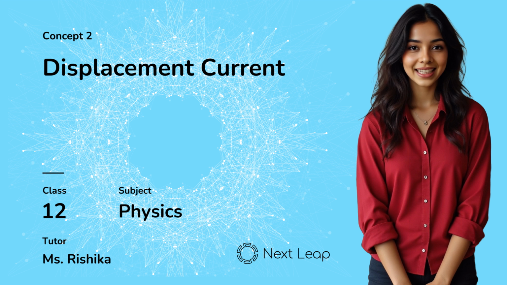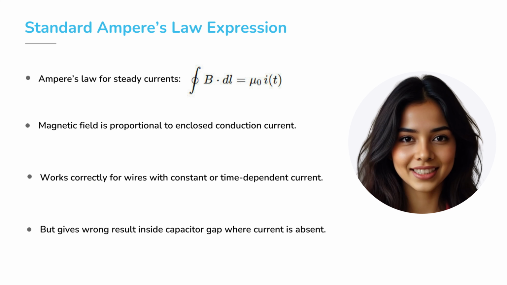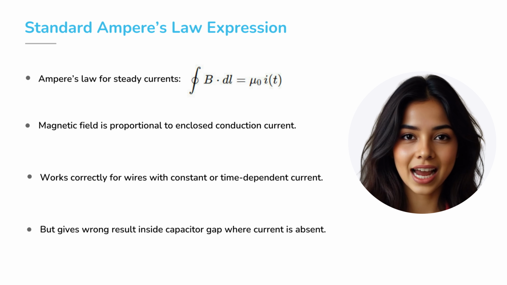In its gap, the electric field changes continuously even though no conduction current flows. That's the mystery Maxwell set out to solve. Before we fix the law, let's recall Ampere's original version. It says, the closed line integral of B dot dl equals mu naught times the conduction current I as a function of time. In simple terms, closed line integral of B dot dl equals mu naught times I of t.